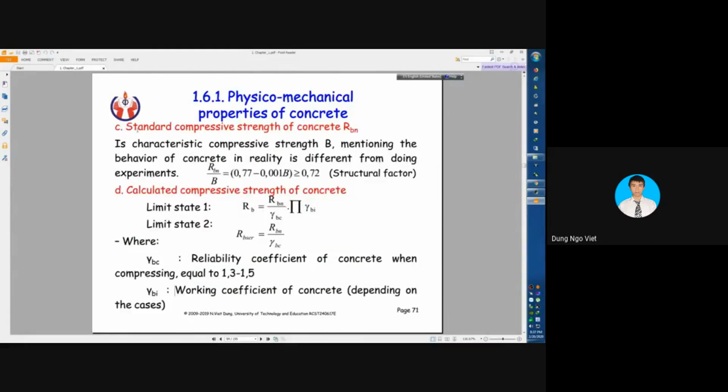So we finish the compressive strength. So remember, in the compressive strength of concrete, we have two different groups: the standard compressive strength and the calculated compressive strength. In the calculated compressive strength, we have two smaller values. It's the compressive strength for the limited stage 1 and for the limited stage 2. So they are different. Be careful. Try to avoid misunderstanding between these two values.